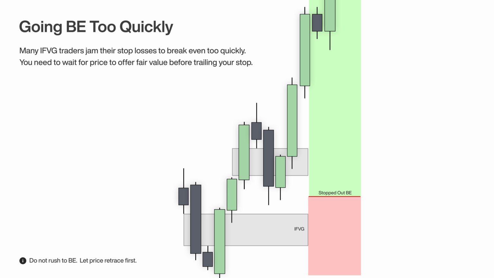Another huge thing I see inversion traders love to do, for whatever reason, is go break even too quickly. So a very simple rule of thumb to prevent this from happening is to wait for price to retrace, wait for price to offer fair value, and then trail your stop, then go break even. Wait for price to give you a reason to go break even and trail your stop. You're in the trade, you put the risk on for a reason. There's no reason to force your stop to break even and get the risk off right away.